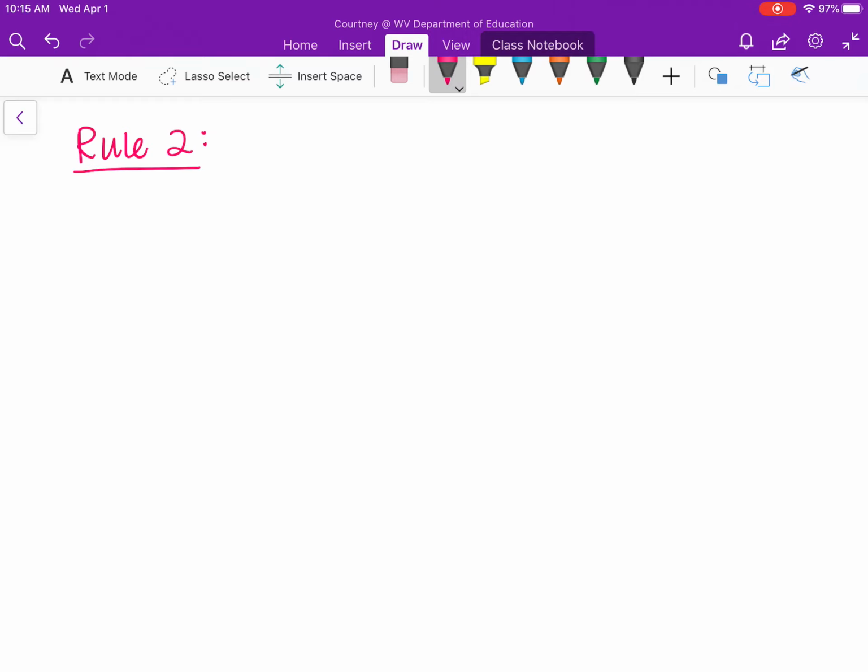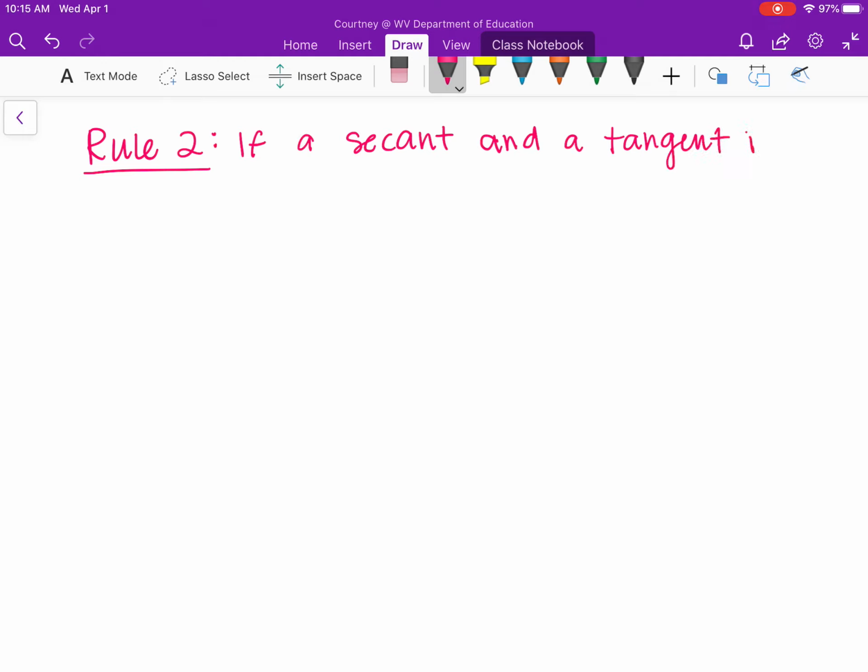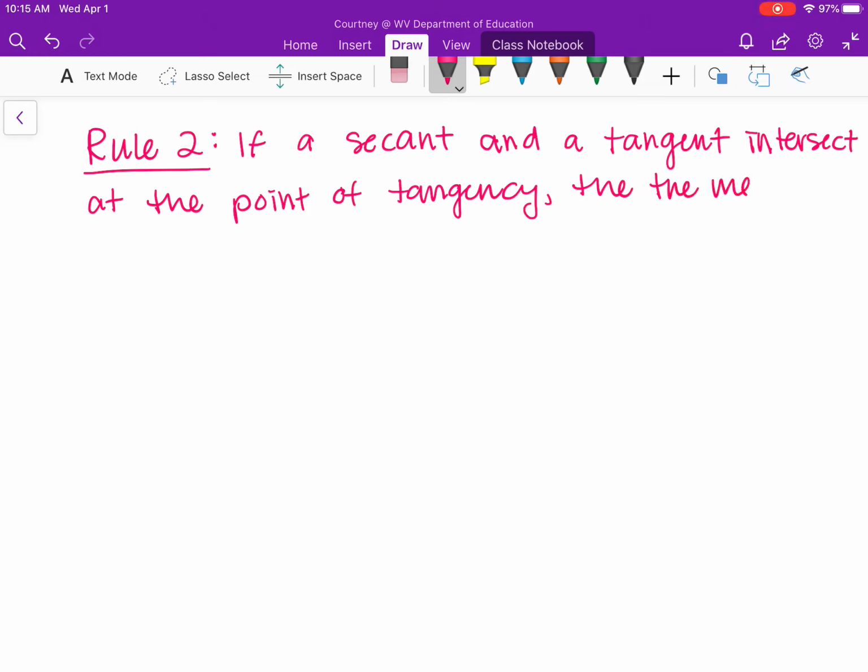Rule 2. You have some writing to do. If a secant and a tangent intersect at the point of tangency, then the measure of the angle formed is half the intercepted arc.